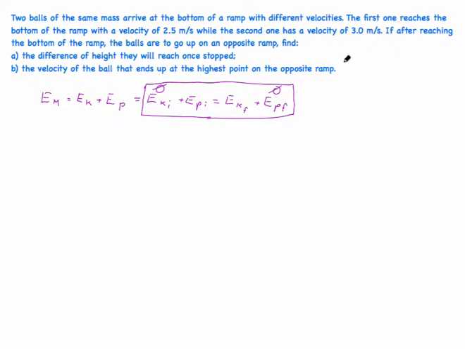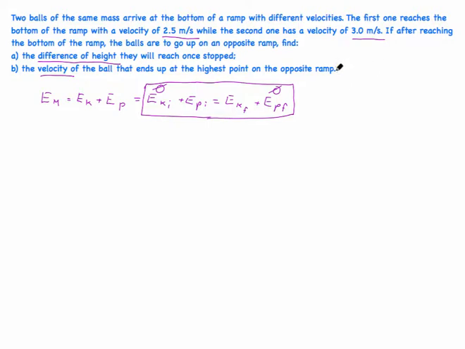So let's start. Two balls of the same mass arrive at the bottom of a ramp with different velocity. The first one reaches the bottom of the ramp with a velocity of 2.5 meters per second, while the second one has a velocity of 3 meters per second. If after reaching the bottom of the ramp, the balls are to go up an opposite ramp, find in A the difference of height they will reach once stopped. That's our first question. The second question is the velocity of the ball that ends up at the highest point on the opposite ramp.